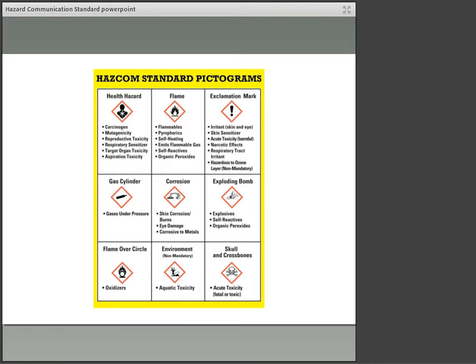OSHA has designated 8 pictograms, including health hazard, flame, exclamation mark, gas cylinder, corrosion, exploding bomb, flame over circle, and skull and crossbones. The environment pictogram shown in the center of the bottom of this diagram isn't mandatory by OSHA, but it might be used to provide some additional information about environmental hazards.